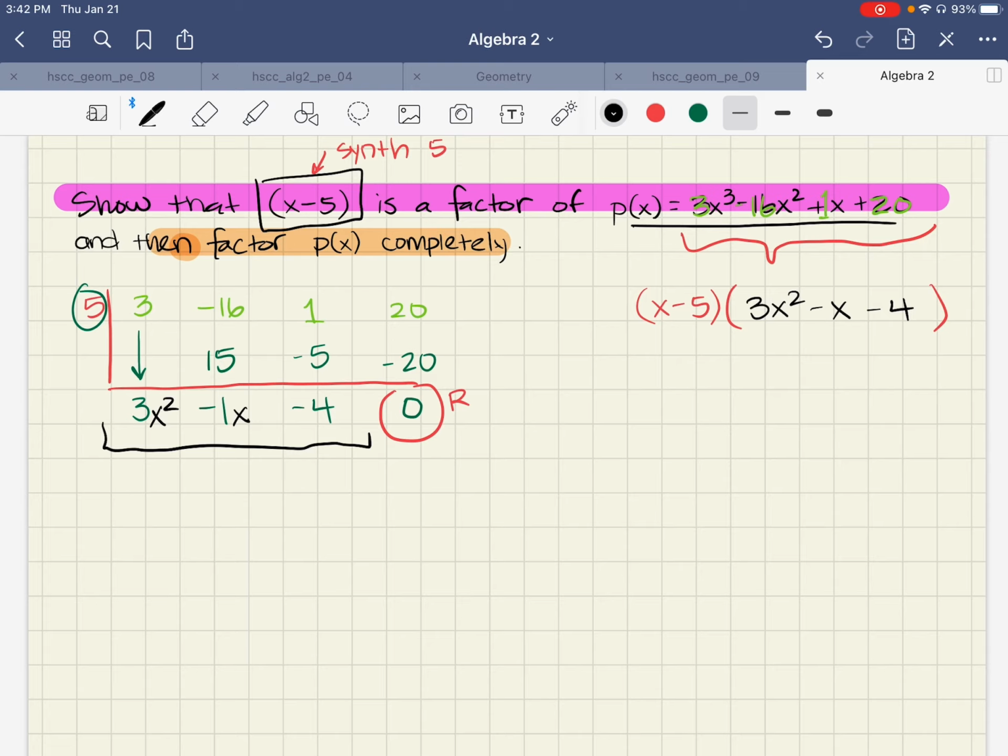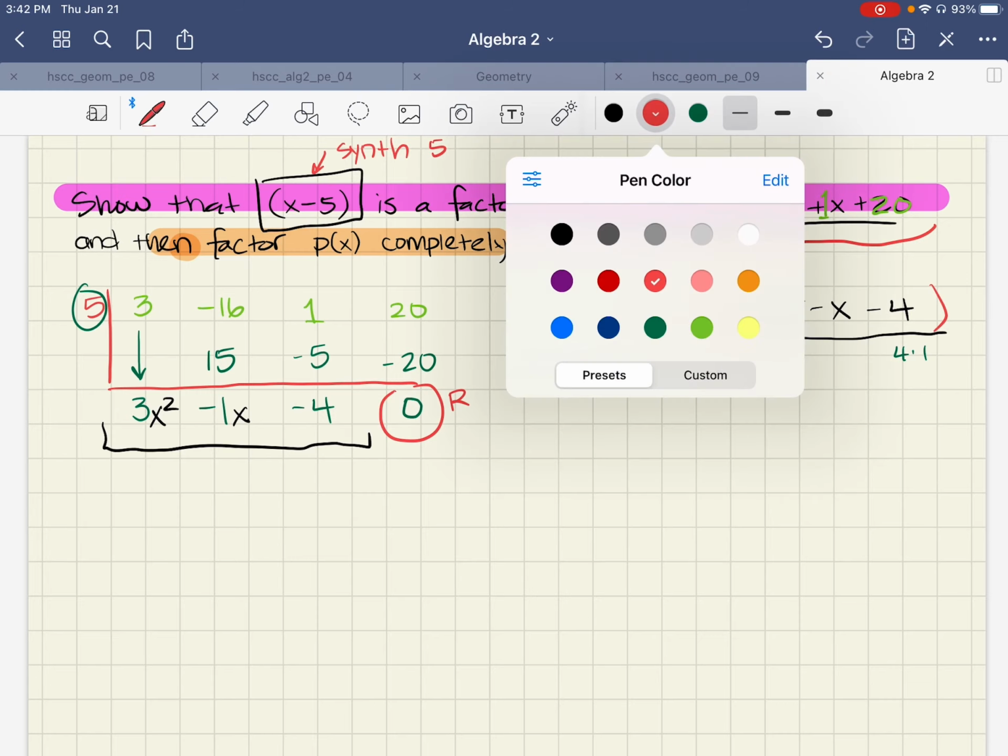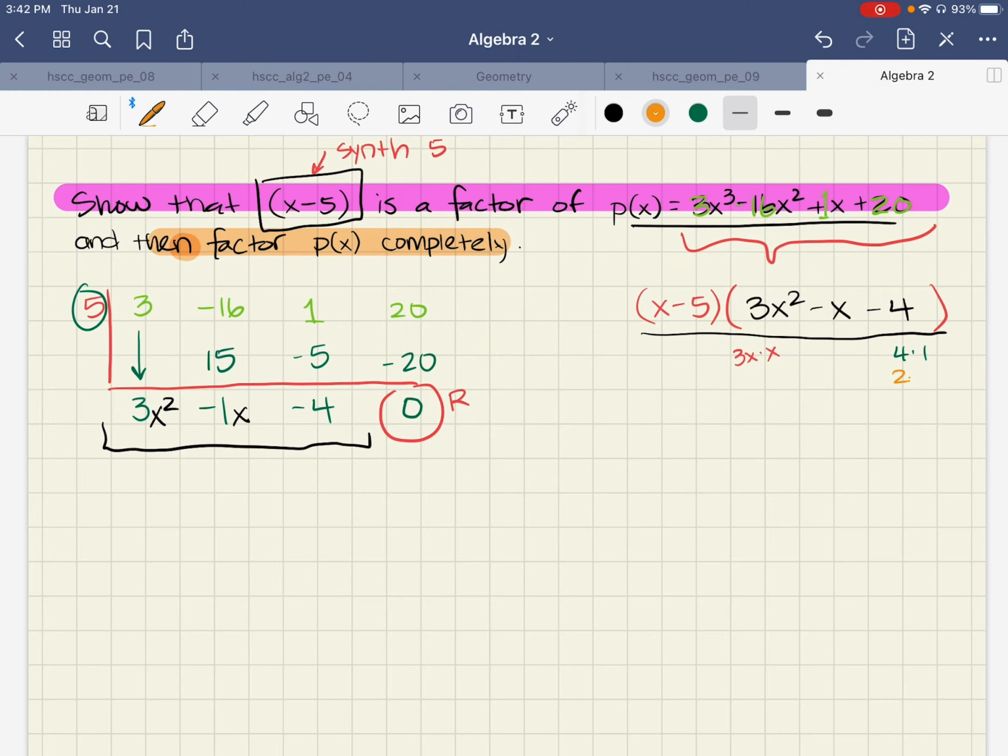Now the problem in green says, then factor p of x completely. This is p of x kind of factored, right? You kind of factored the x minus 5. Now you need to factor the 3x squared minus x minus 4. We do this using our basic factoring skills. So we break down the 3x squared to 3x times x. We break down the 4 to 4 times 1, or we can use the alternate version of 2 times 2. And then we just have to pick colors and mix and match.